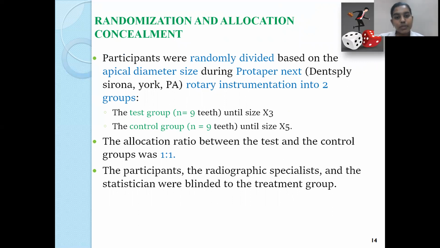Next, the participants were randomly divided based on the apical diameter size using ProTaper Next rotary instrumentation into two groups, the test group and the control group. Both the groups had 9 teeth. In the test group, the apical diameter size was till X3, and in the control group, the apical diameter size was X5. The allocation ratio between the test and the control group was 1:1. The participants, the radiographic specialist, and the statistician were blinded to the treatment group.